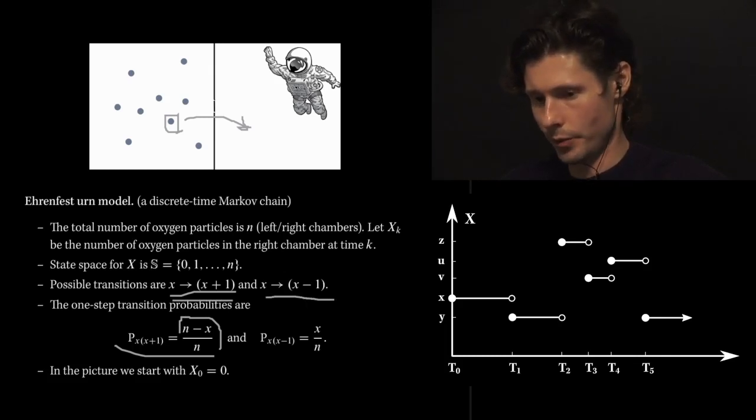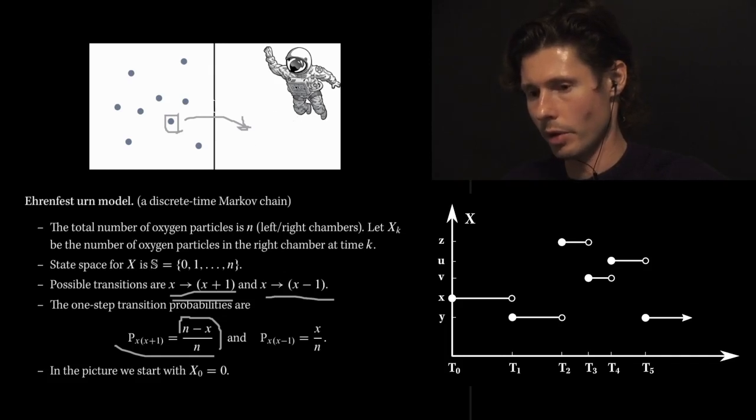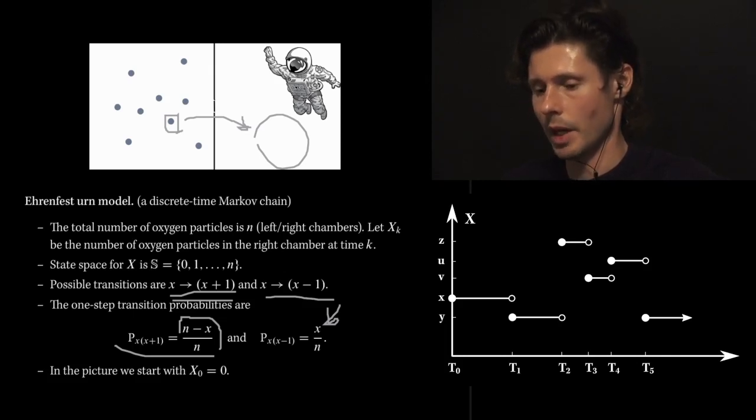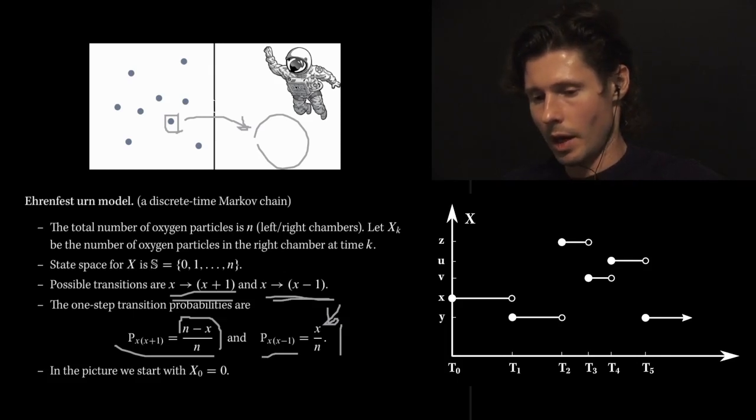For the other transition probability, to lose a particle, you had to pick a particle on this side, supposing there are some, and x is the number on the right. If x is 0, as there are currently, then the probability of losing one is obviously 0. But if there are a positive number of particles on the right, then the probability of picking one of them is x over n, which would move it over to the left, decreasing my particle count. And again, in this problem, we start with X_0 equal to 0, so 0 particles on the right.